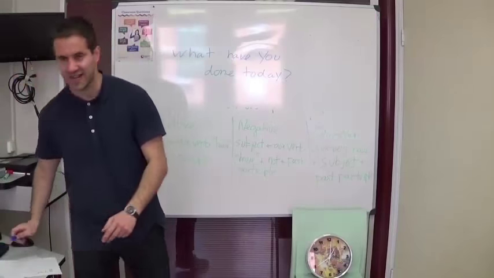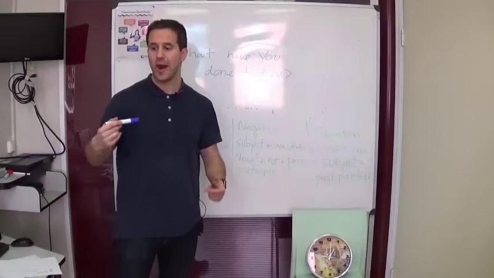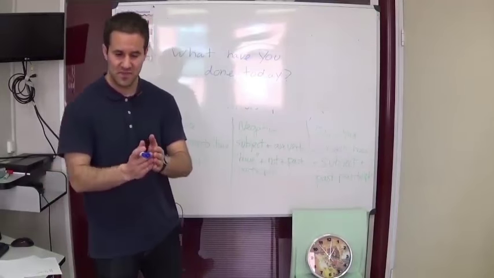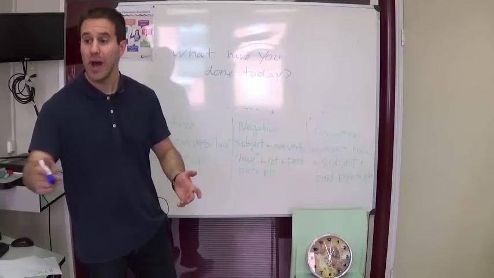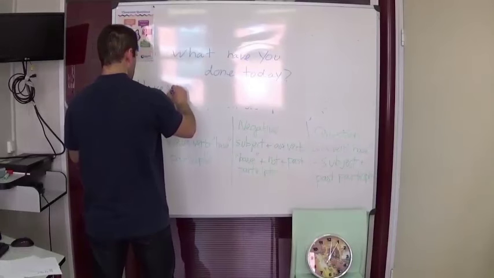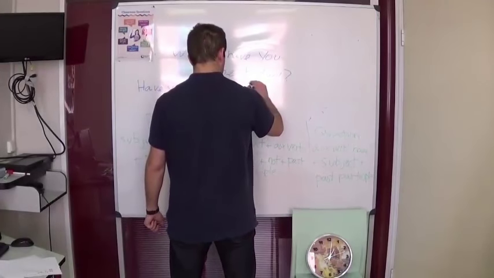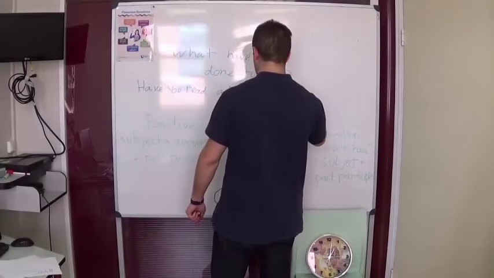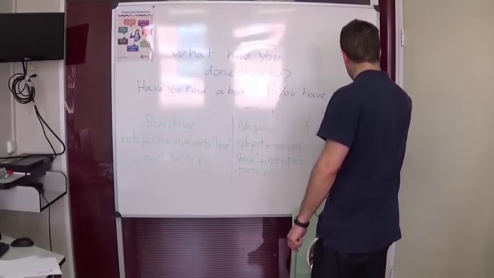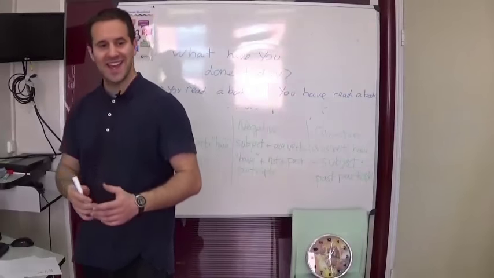Have you read a book? Exactly. Have you read a book? Okay? Or, in that case, you are asking me a question. But if you prefer to use an affirmative sentence, how would you say it? You have read a book, exactly. So you could either say, have you read a book? Or you could say, you have read a book. Okay? So, let's see.